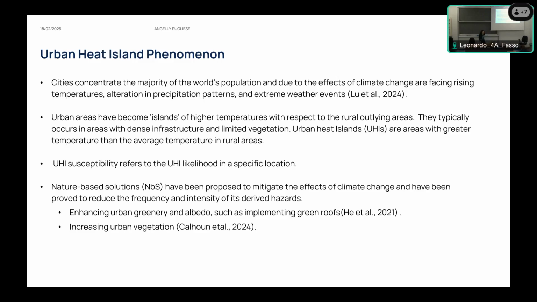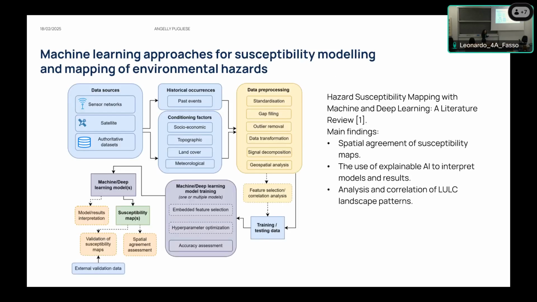Some nature-based solutions have been proposed to mitigate the effects of these hazards, and these include enhancing the urban greenery, albedo, green roofs, and so on. I will show at the end of this presentation how these possible simulations can fit in an urban heat island scenario. Going through the machine learning approaches for the susceptibility modeling and mapping of environmental hazards, I created this general framework, not only for the urban heat island, but for pollution, flooding, and any environmental hazard susceptibility mapping.